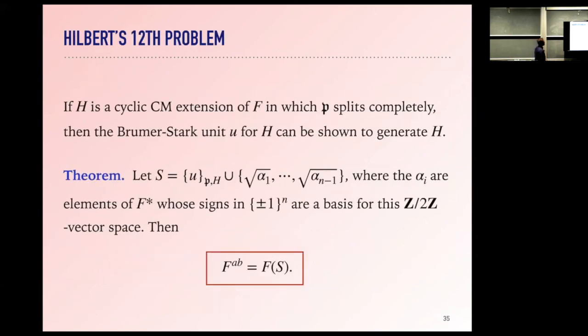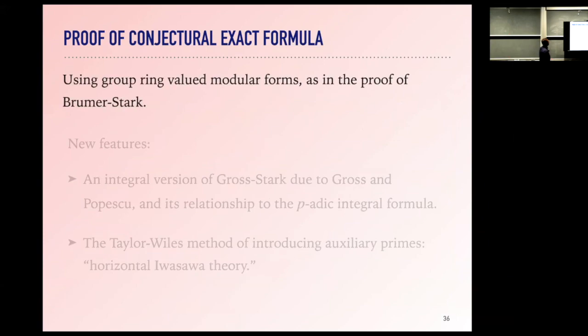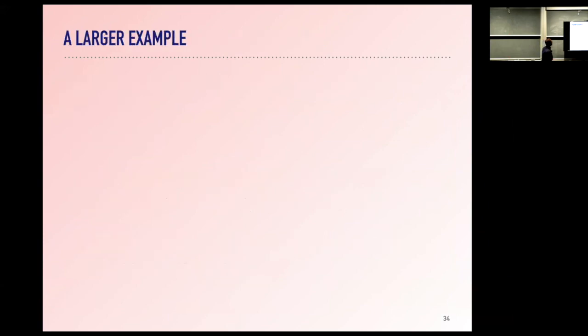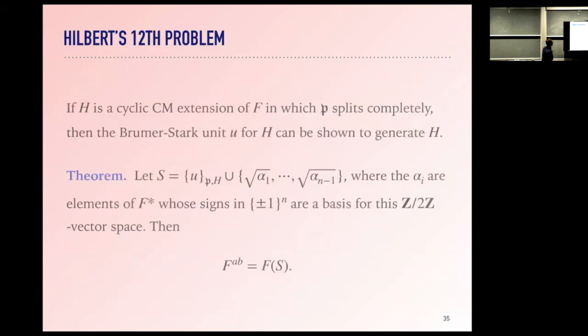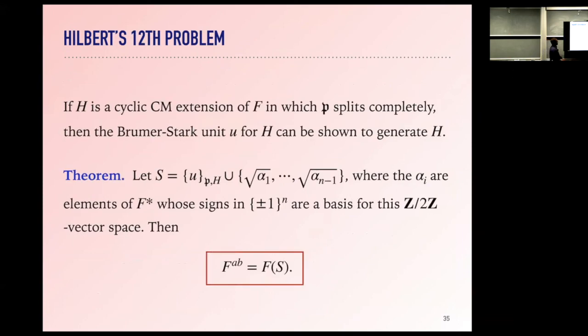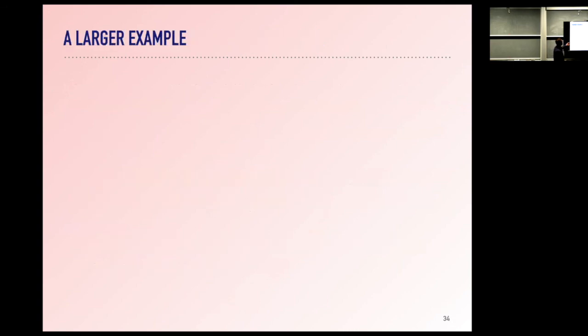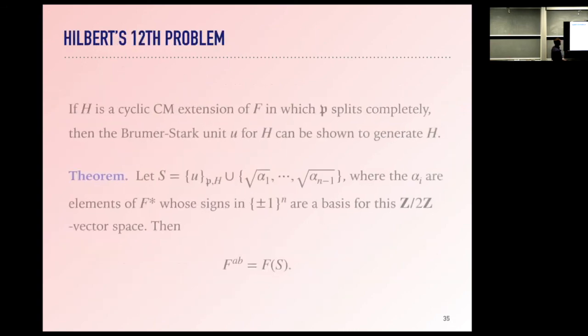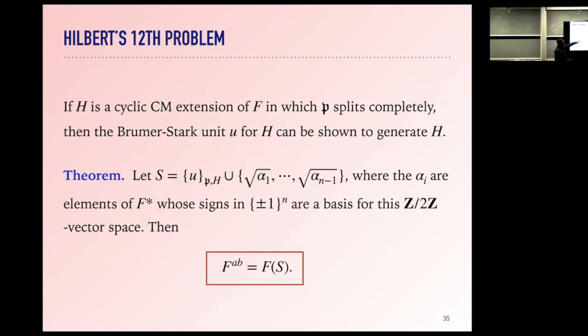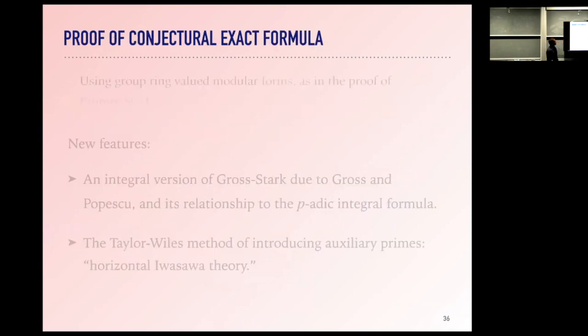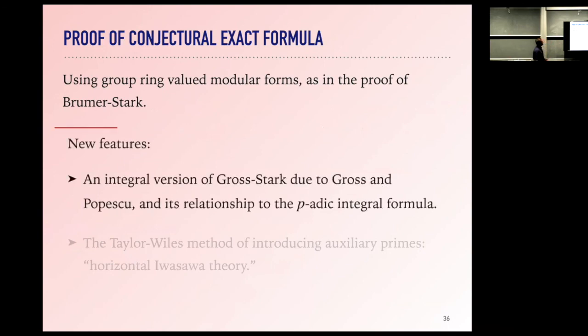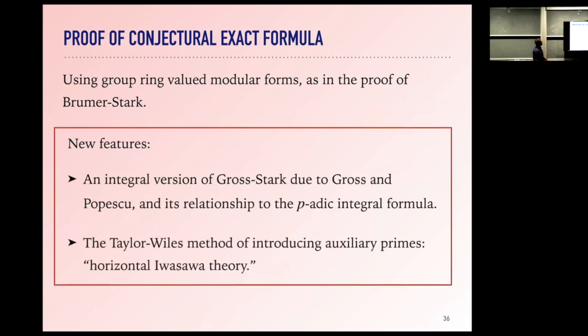Okay, and I'm really over time now. Let me just say, this is the theorem that I mentioned earlier, that we get the maximal abelian extension as long as you take all the Brumer-Stark units and some square roots. So now that we have the exact p-adic formula for them, we're giving you a p-adic formula for elements that basically generate this field. Okay, and I'll just mention two ideas that go into this.